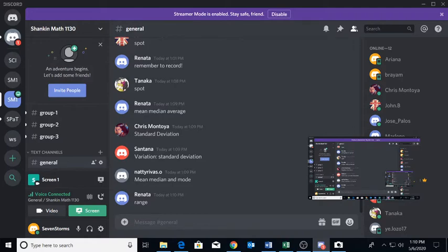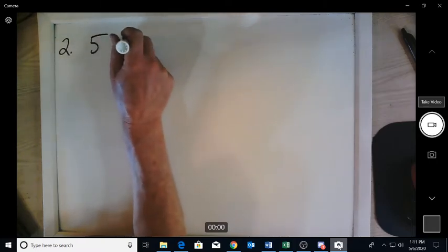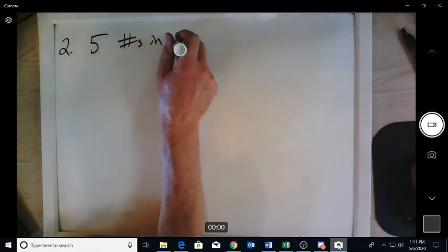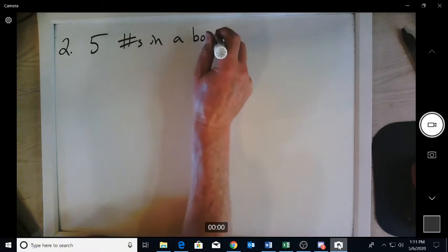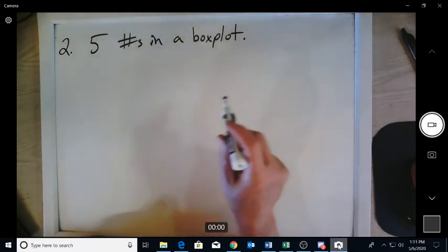All right, number 2. What are the 5 numbers in a box plot? And how do you use those 5 numbers in making the box plot?